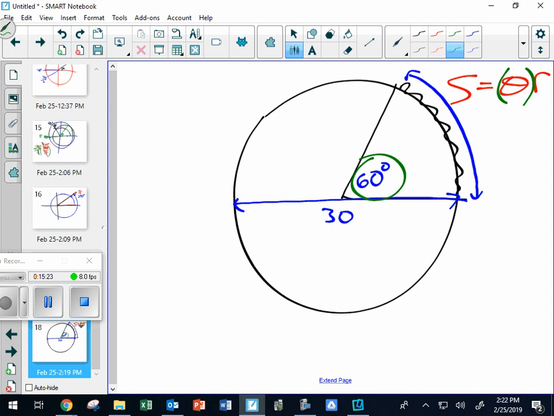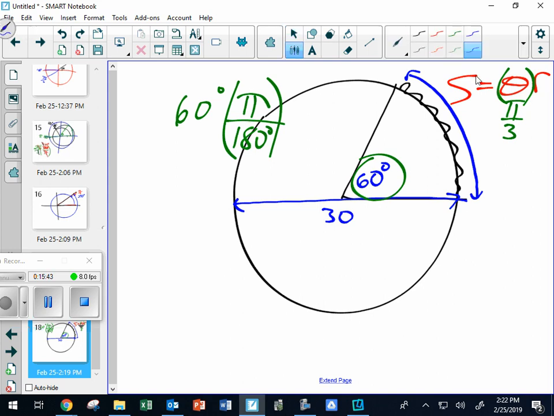Raise your hand if you knew it was pi over 3. Awesome. Some of you have memorized it. Others of you are still in the mode where you got to go like this, which is okay, but it's like having training wheels on your bike. It's kind of slow and clunky. And you can do that. So it's pi over 3, or 2 pi over 6 is the same thing.